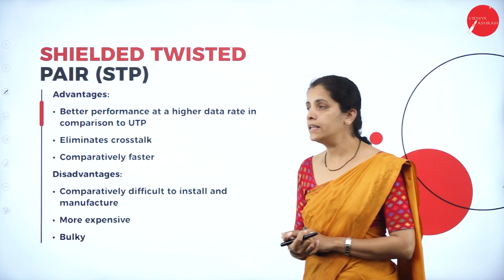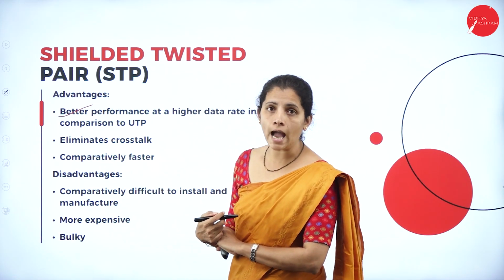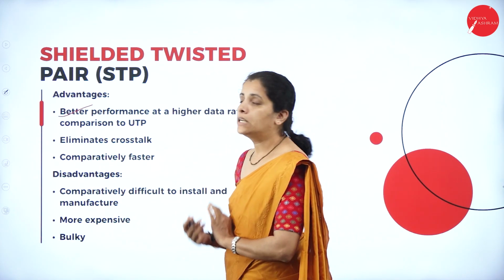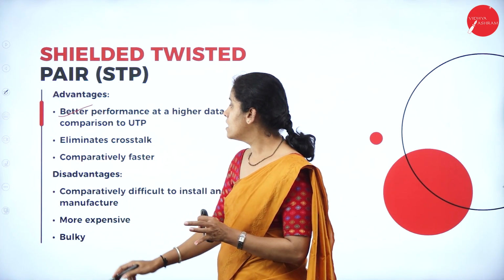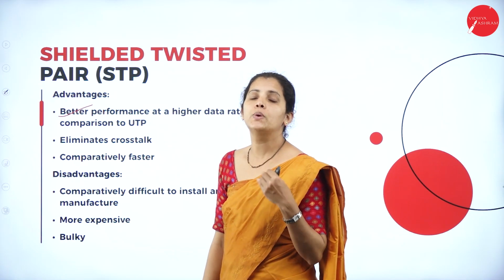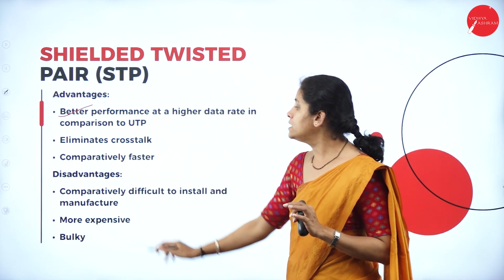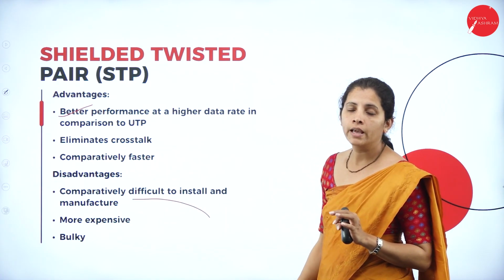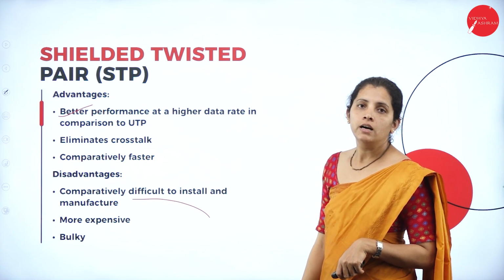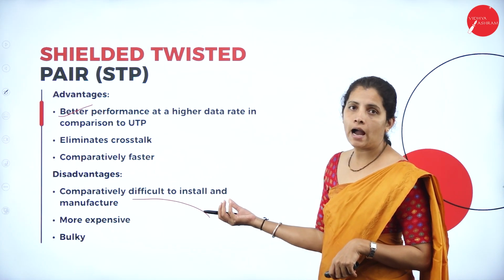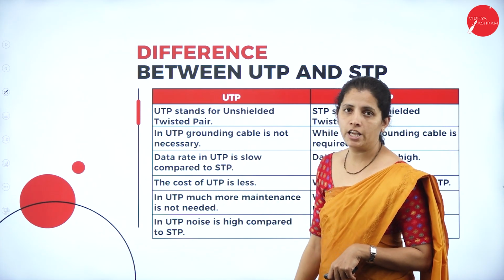Now, if I consider the advantage, it provides better performance than UTP. It eliminates crosstalk, and comparatively it is very fast. And what is the disadvantage? It's very difficult to install and manufacture. It is costly and it is bulky. So these are the disadvantages.